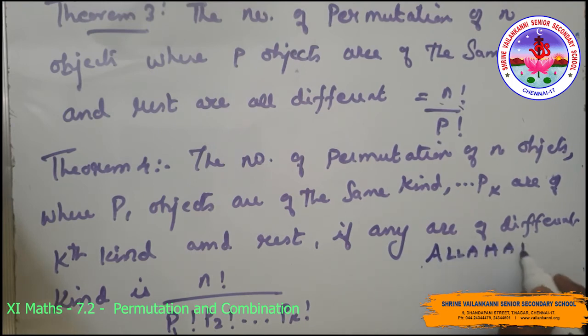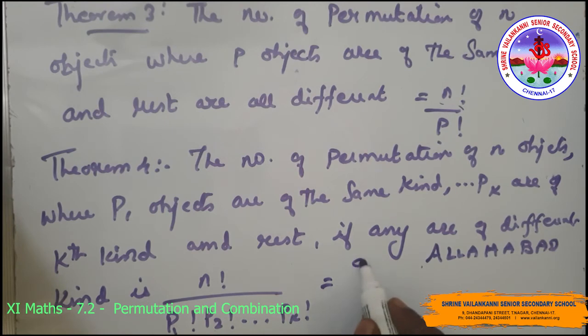Allahabad. So total number of letters is 9. So n factorial, which is 9 factorial. We have 4 A's and 2 L's. Rest of the letters are different kind. So we have 4 A's and 2 L's, so we can write this using this theorem.